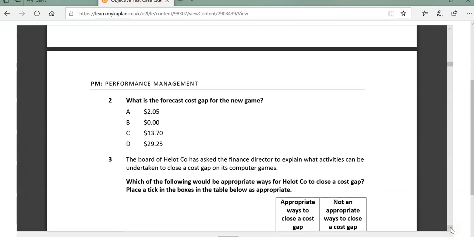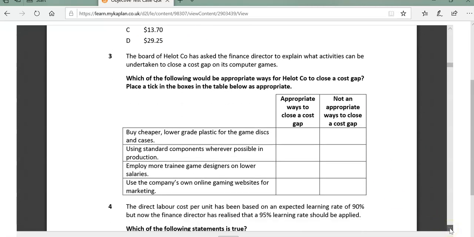So what's the new cost gap? We've worked that out already. It's £2.05. You saw me do it. You can rewind the video and watch that. Now, the whole idea is to explain activities that can be undertaken to close a cost gap on computer games. So what can we do to get good value, but still minimize and reduce costs? Buy cheaper, low grade? No, we don't want to be doing that. So the answer is no here.